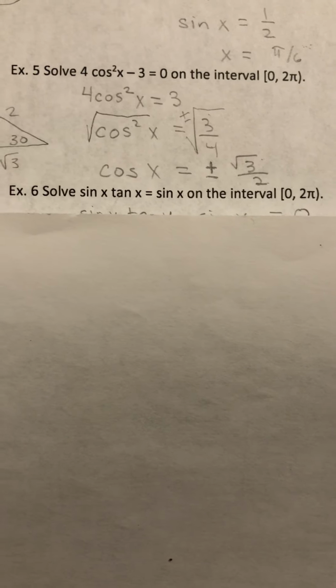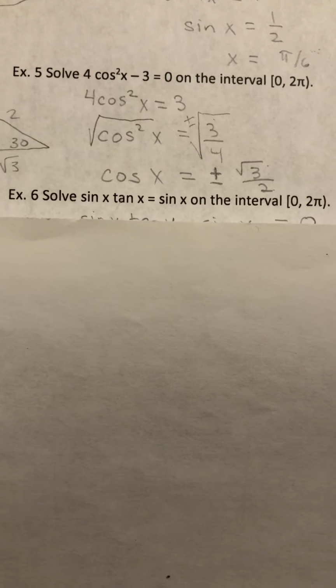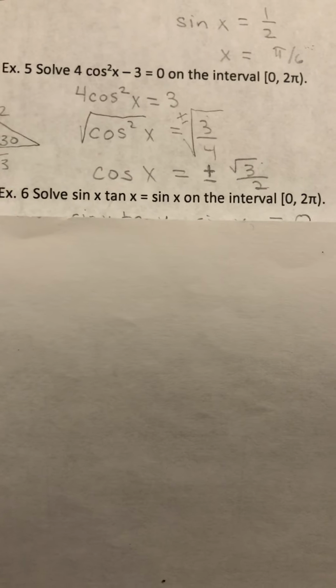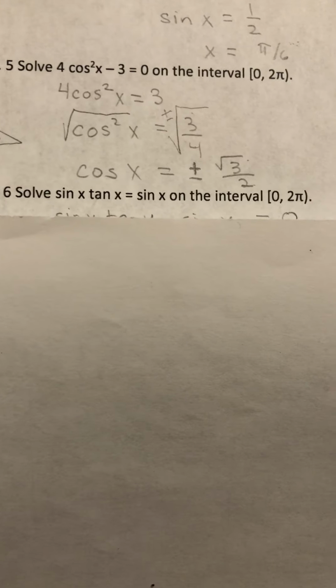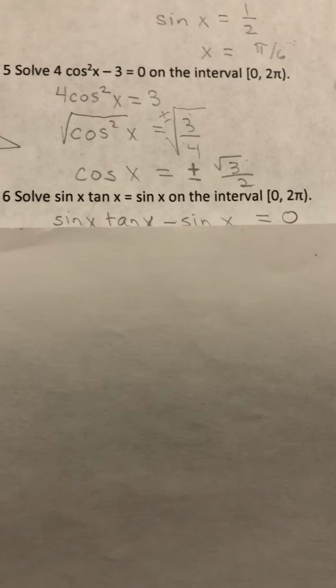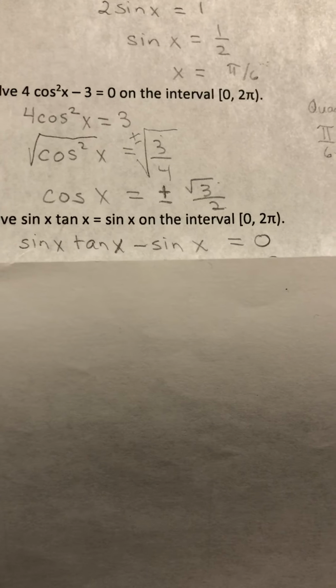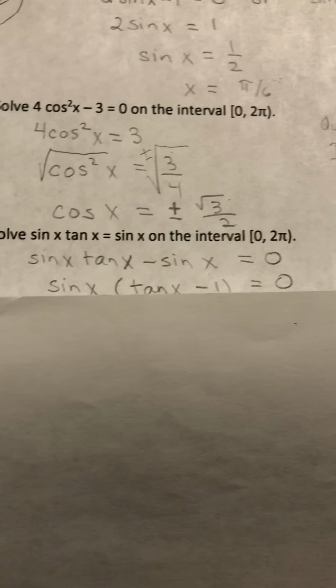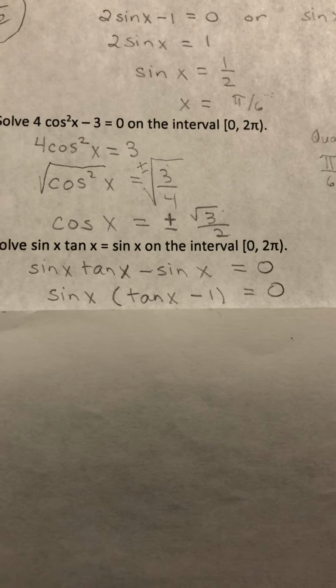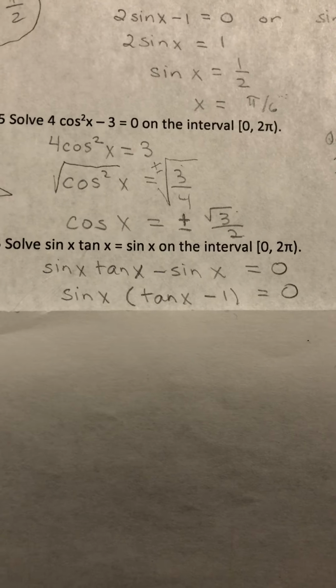Solving trigonometric equations, picking up with example 6: solve sine x tangent x equals sine x on the interval 0 to 2 pi. The first thing you want to do is subtract the sine of x from both sides to get everything onto one side and set it equal to 0. The next thing we want to do is to factor, which means pull out the sine of x. This is like the reverse of the distributive property.